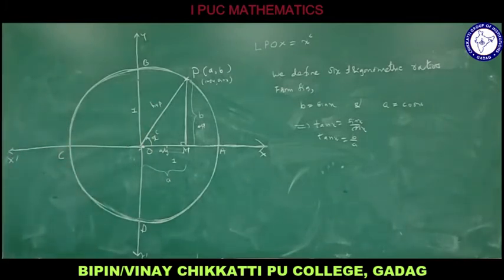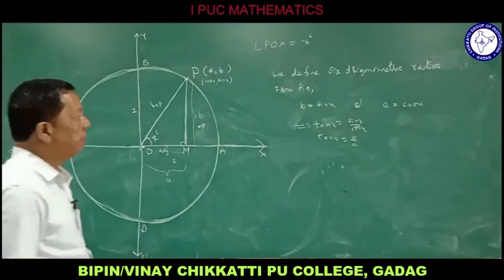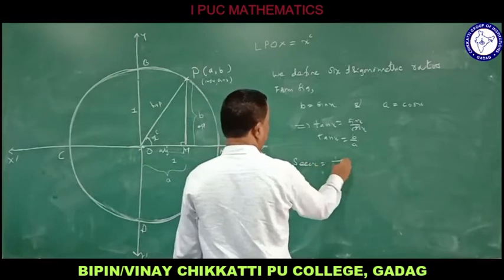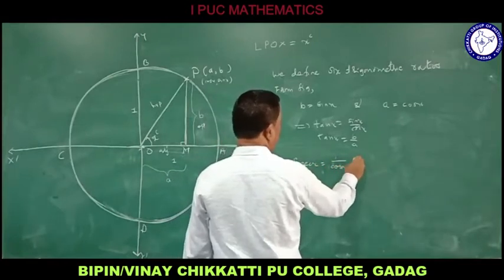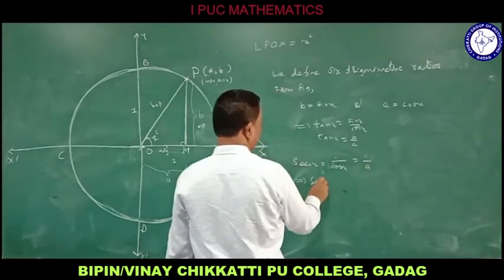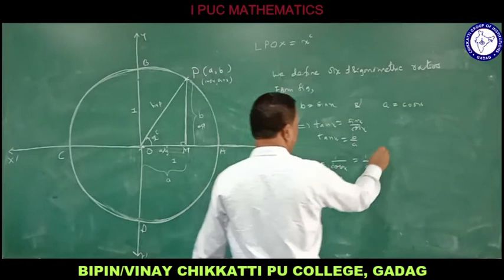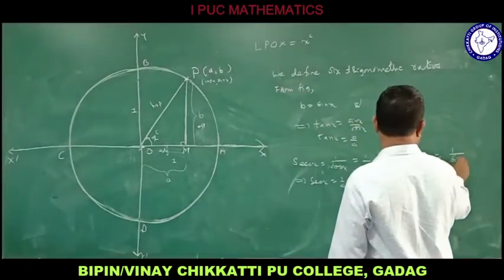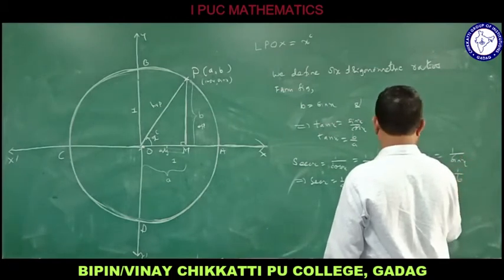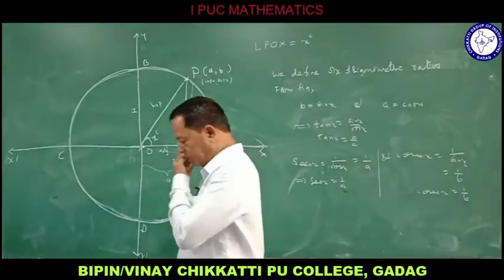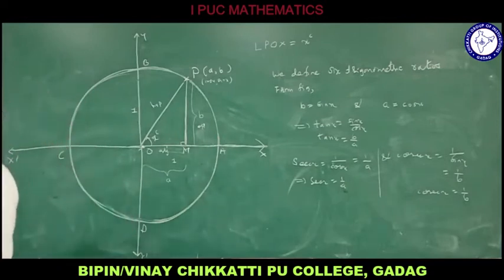And here you know the other function, sec x. Sec x is the reciprocal of cos x. And cos x is nothing but a. So sec x is equal to 1 upon a. And cosec x is equal to 1 upon sin x. And sin x is b. So cosec x is equal to 1 upon b. See here how we are defining in terms of a and b, that part I am explaining here.